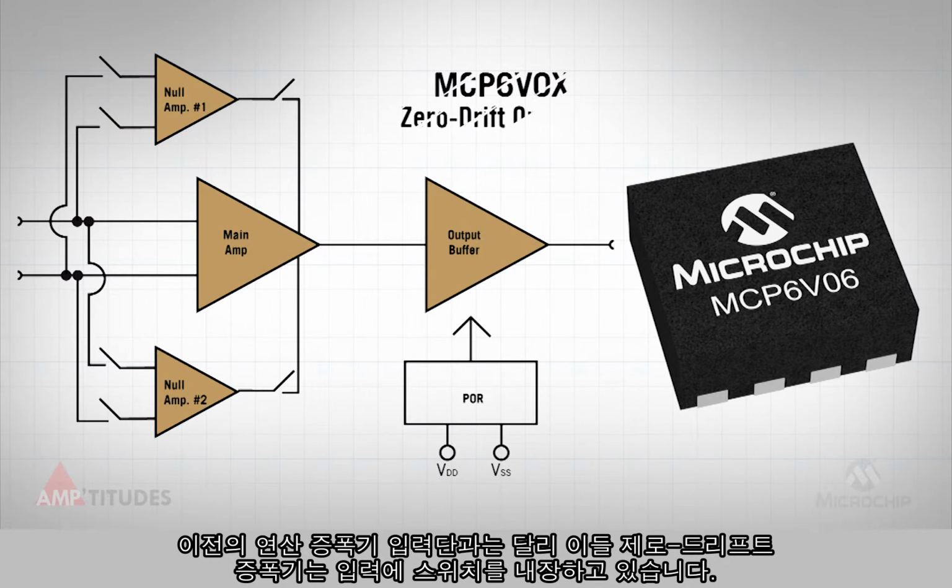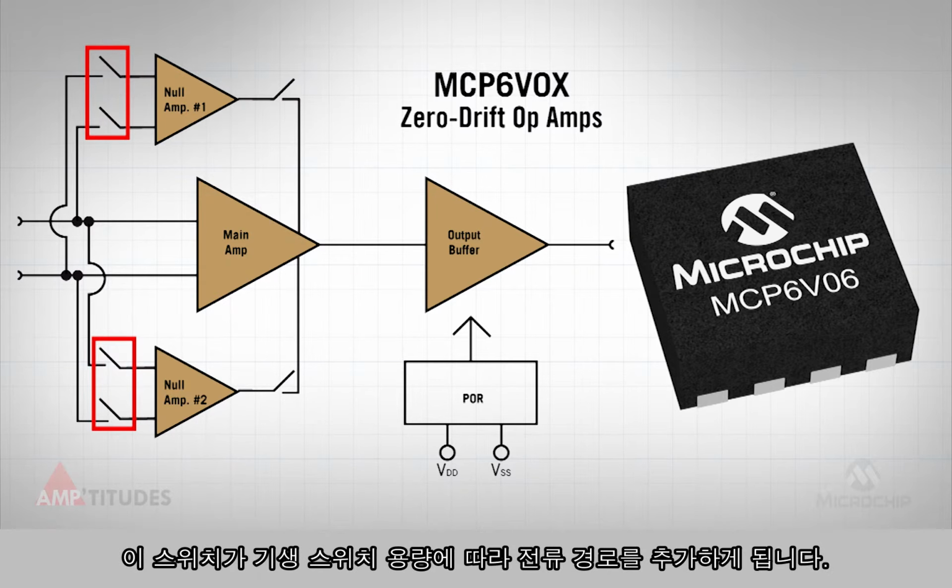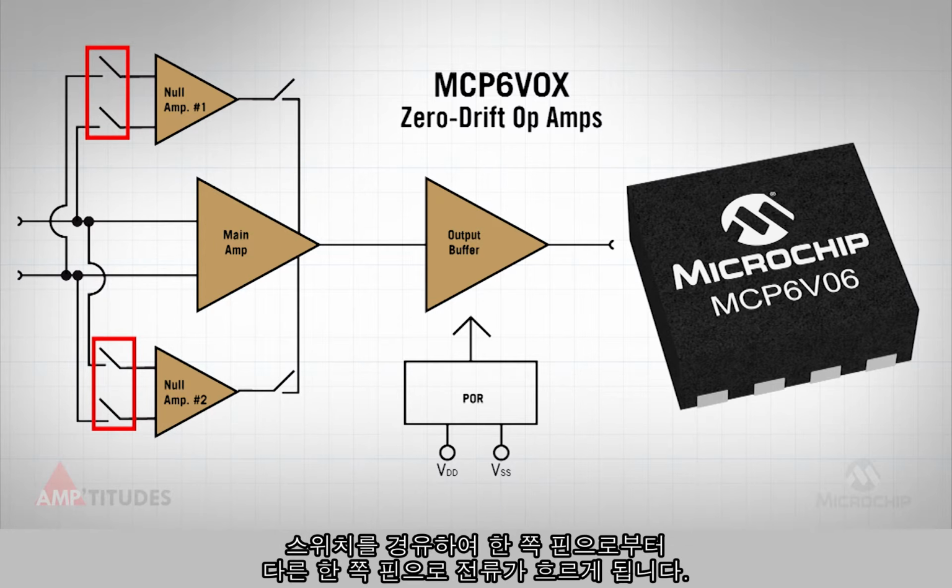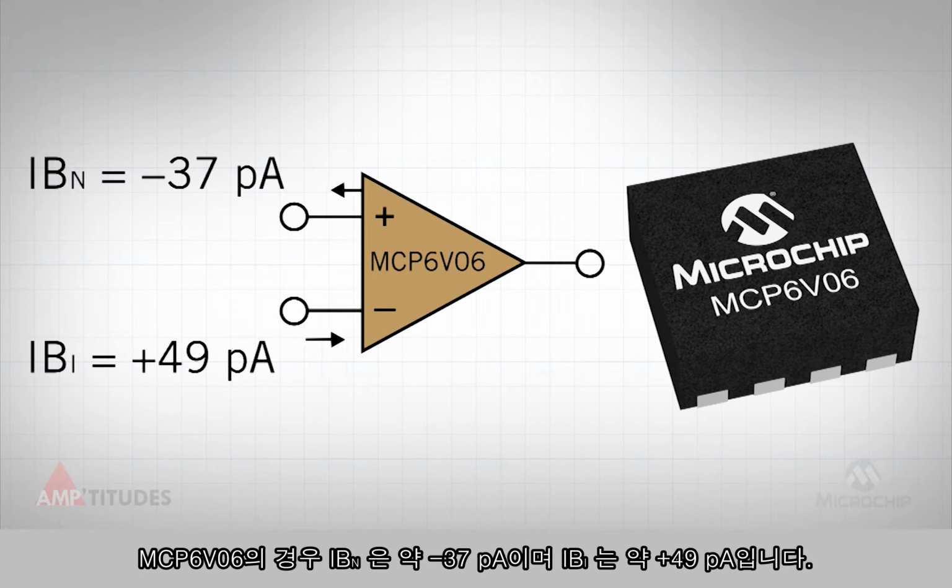Unlike traditional op-amp input stages, these zero drift operational amplifiers have switches at the inputs that add a current flow path through parasitic switch capacitances. It turns out that the current flows through the switches from one input pin to the other. So for the MCP6V06, IB sub n is approximately -37 picoamps, and IB sub I is approximately +49 picoamps.